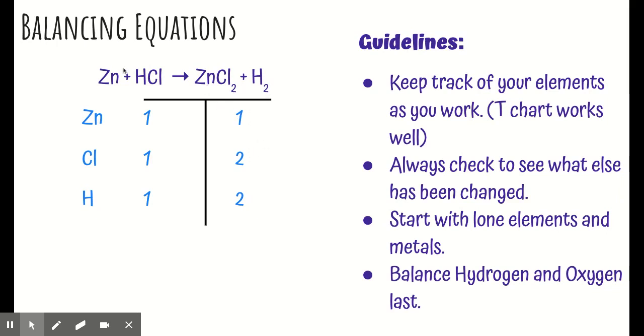So if I start with zinc first, zinc is balanced. I don't really need to do anything with that right now. Chlorine, there are twice as many chlorines on the product side as there are on the reactant side. So for this, I'm going to want to add a 2. What can I multiply this with to equal that side? I can multiply 2 times 1 to equal 2. So I'm going to put a 2 here in front of this HCl.